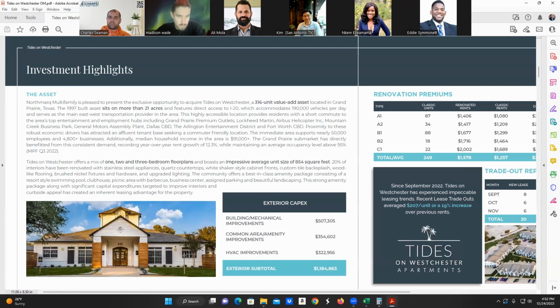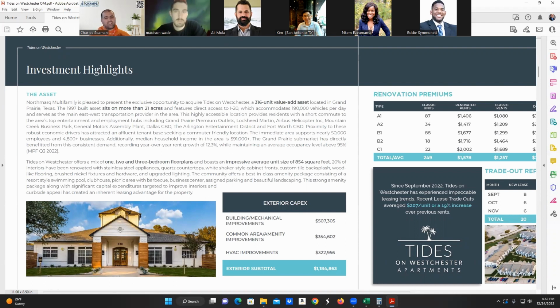Tides on Westchester offers a mix of 1, 2, and 3 bedroom floor plans and boasts an impressive average unit size of 854 square feet. 20% of the interiors have been renovated with stainless steel appliances, quartz countertops, white shaker-style cabinet fronts, custom tile backsplash, wood-like flooring, brushed nickel fixtures and hardware, and upgraded lighting. The community offers a best-in-class amenity package consisting of a resort-style swimming pool, clubhouse, picnic area with barbecue, business center, assigned parking, and beautiful landscaping. This strong amenity package, along with significant capital expenditures targeted to improve interiors and curbside appeal, has created an inherent leasing advantage for the property.